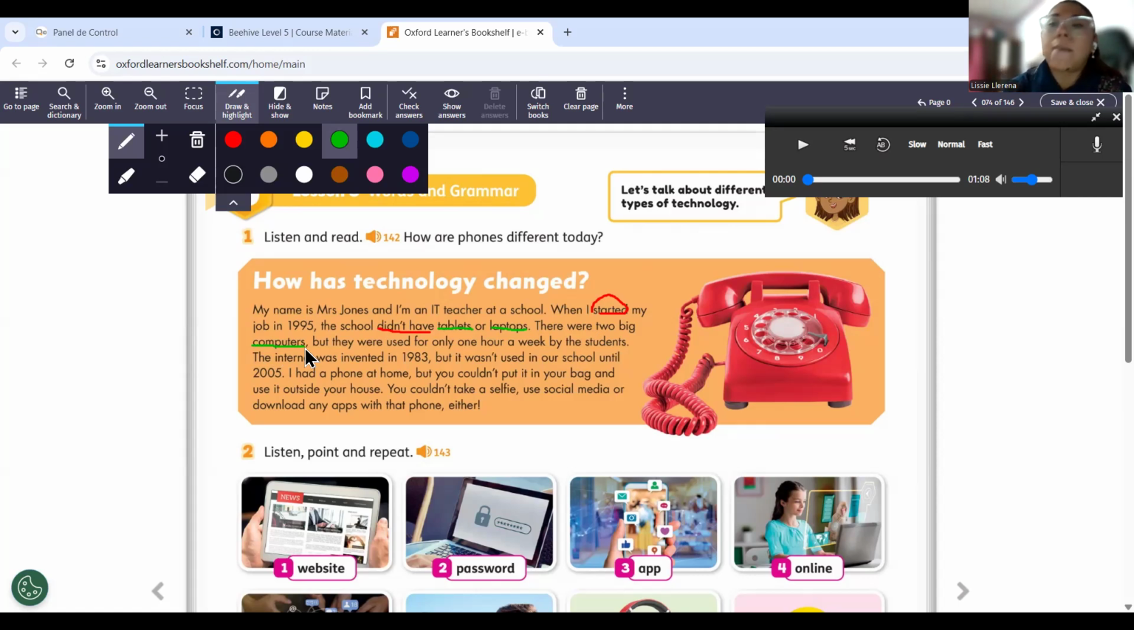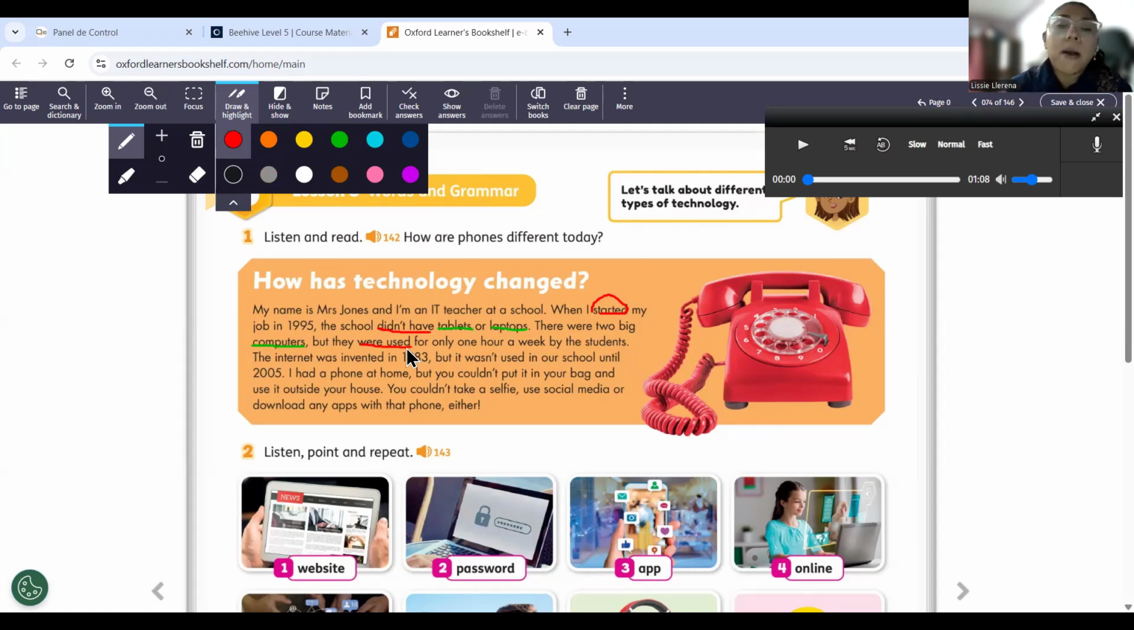They looked way different in the past than they do in the present. But they were used for only 1 hour a week by the students. The internet was invented. Okay, before that, we need to underline they were used. They were used. This is past, no? Where past of the verb to be and used is maybe past.